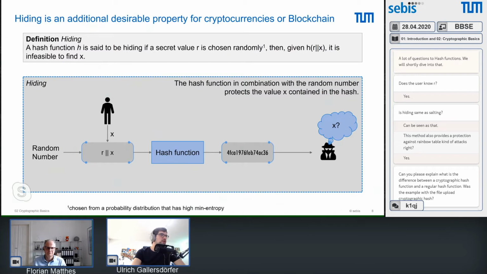And we have a question about slide 8. That's exactly where we are right now. If I know the random number in the output, can I just brute force the X if the number of options for X is limited?